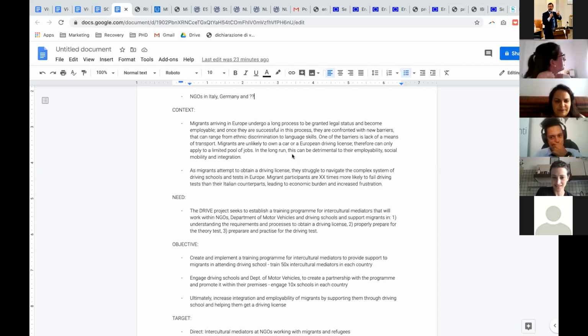Okay, good. Just one thing that maybe you need to check if you would like to implement these ideas is whether the mediators would be allowed to teach them how to drive, or if in that specific case you need someone from the driving school, legally. Just to check these kinds of things.